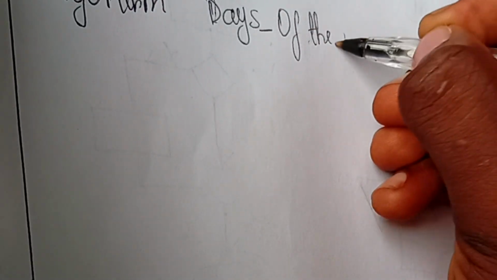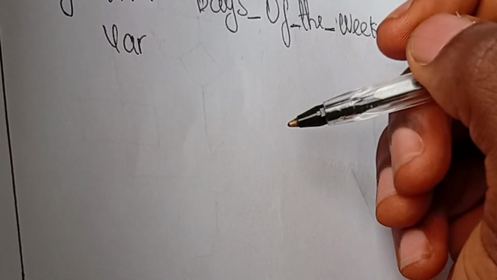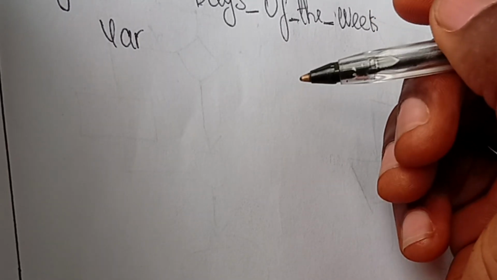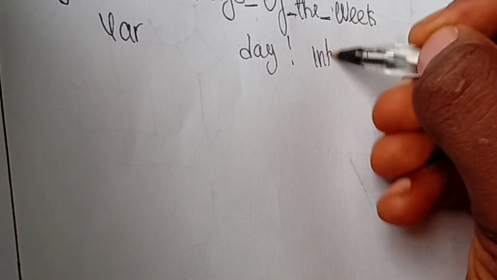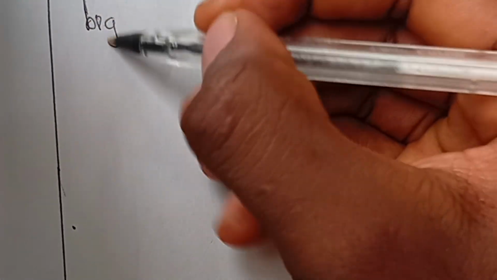Yep, days of the week. Now we have just one variable and it's an integer. I feel like we are only using integers, but anyhow, let's call it day integer. So let's begin our algorithm.